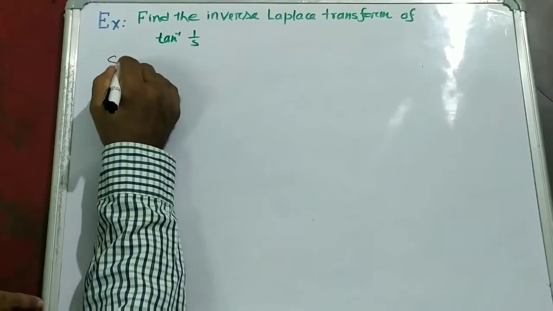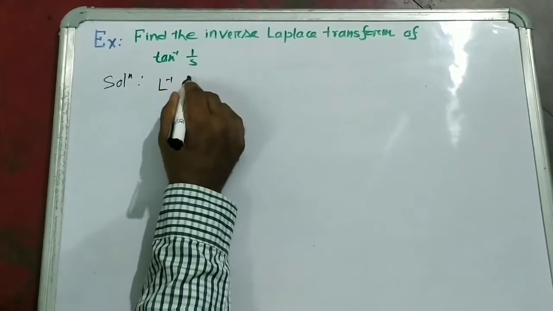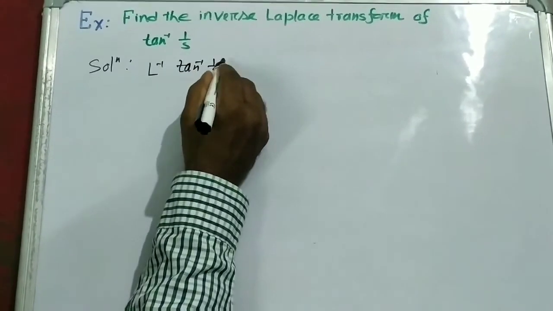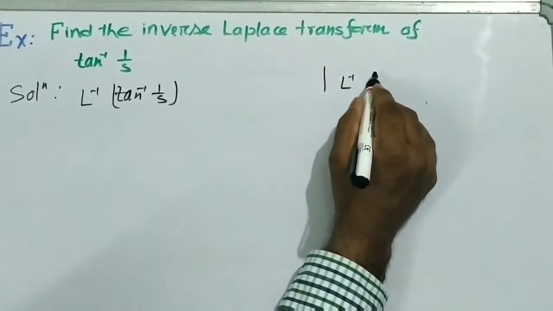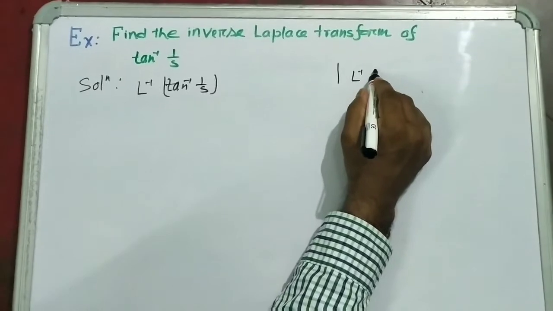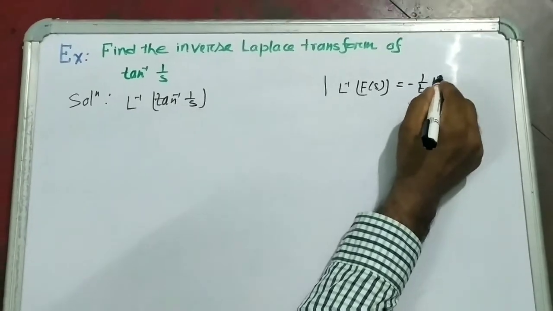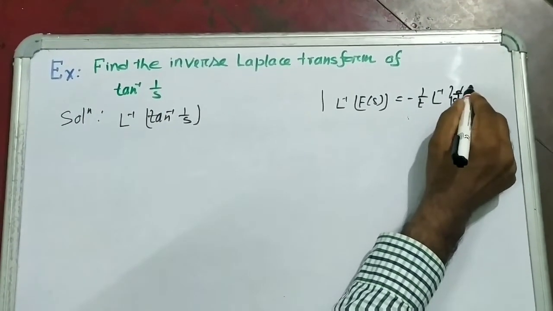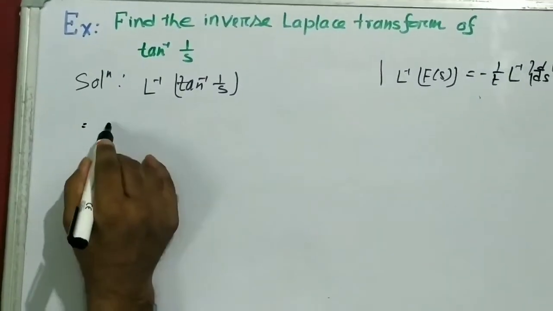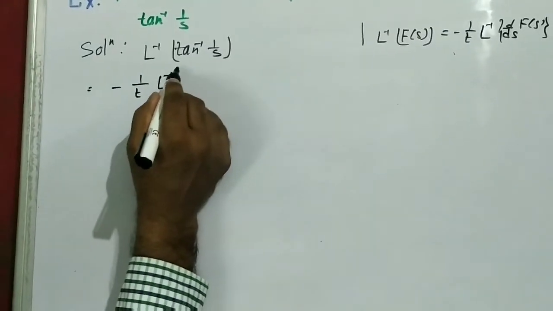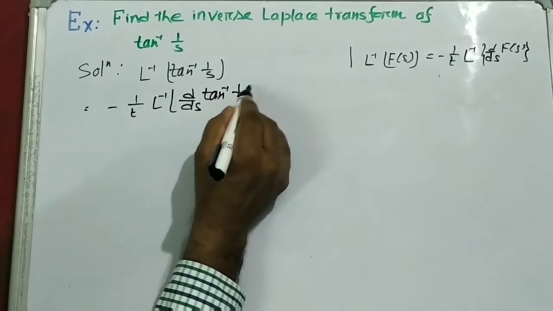Next we consider another problem. We consider this problem: tan inverse 1 by s. Now L inverse of tan inverse 1 by s, this one we want to solve. Again I am rewriting the inverse Laplace transform of a derivative. The formula is that L inverse F(s) equals minus 1 by t L inverse d/ds of F(s). We know this formula. Now using this formula, minus 1 by t L inverse d/ds of tan inverse 1 by s. This one we get.